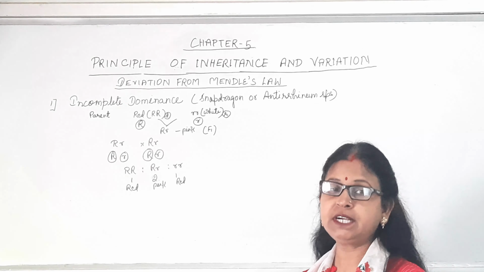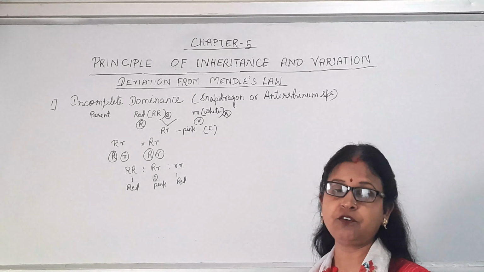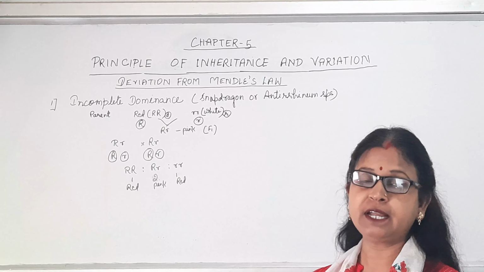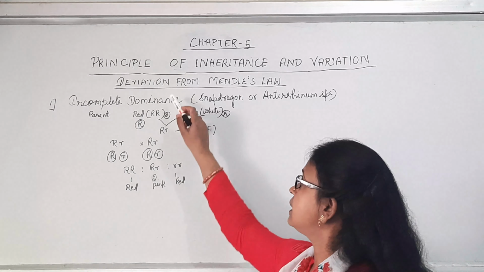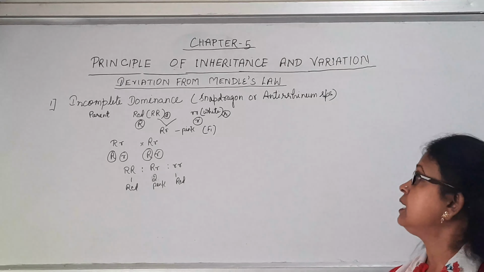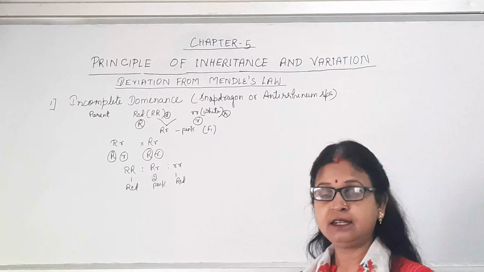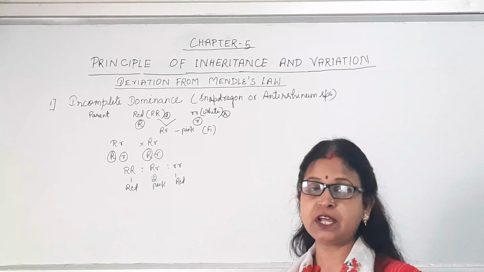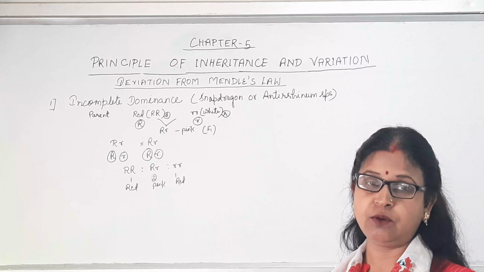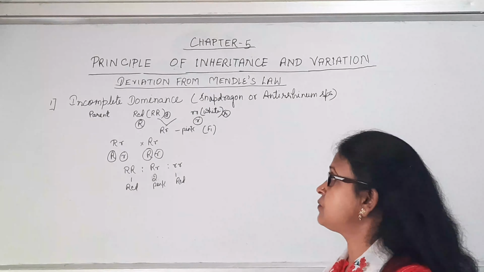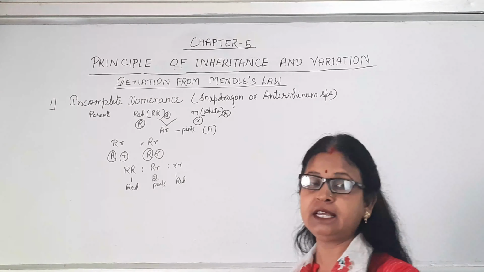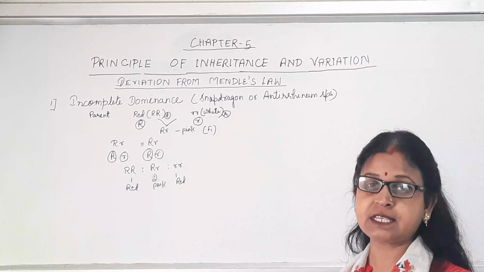Students, now after discussing the three laws of Mendel and monohybrid and dihybrid cross and ratios, we'll discuss something about the deviation from Mendel's laws. In nature we can see so many examples which are not following Mendel's law, and in your syllabus there are two types of this. First one is incomplete dominance and the other is codominance, that we'll discuss one by one.